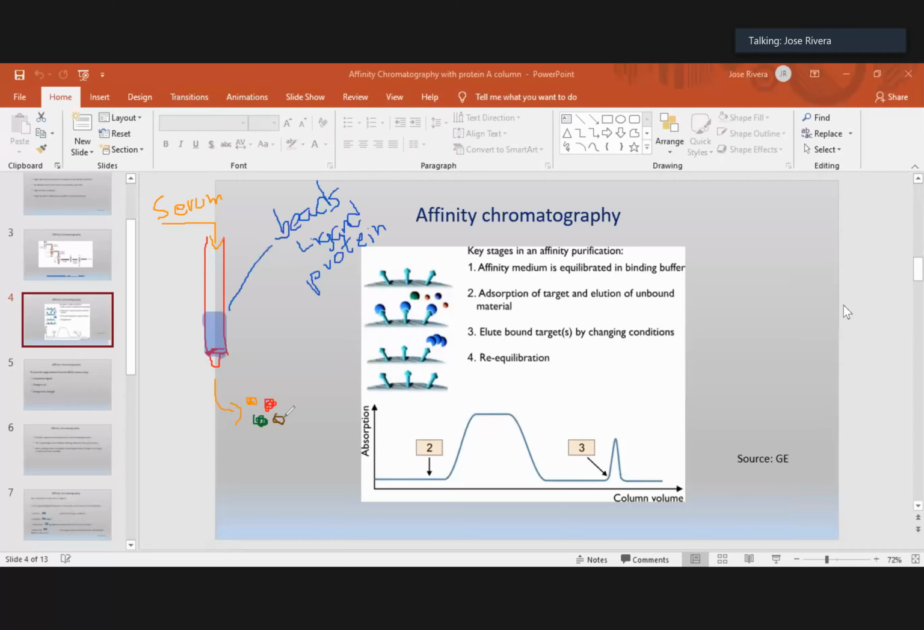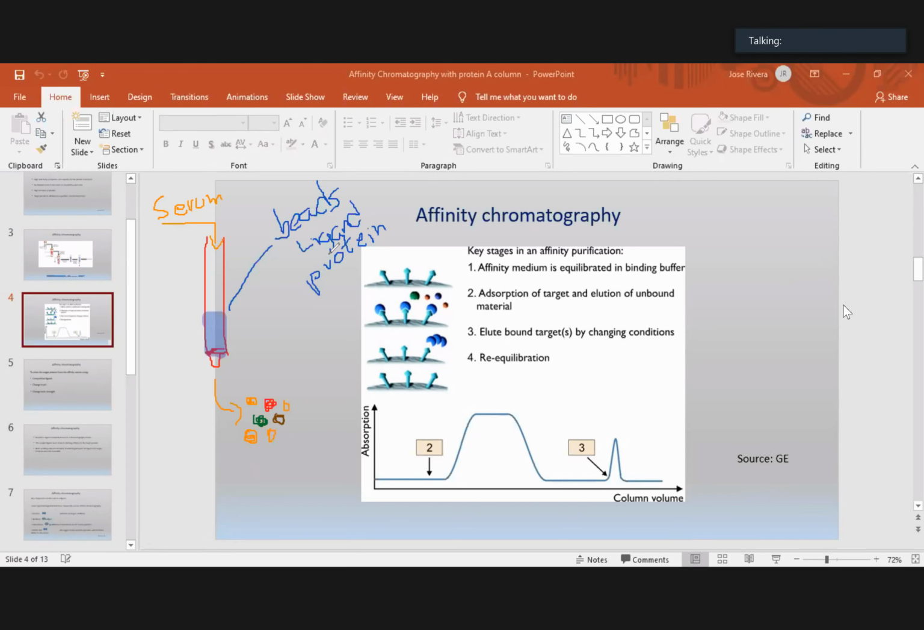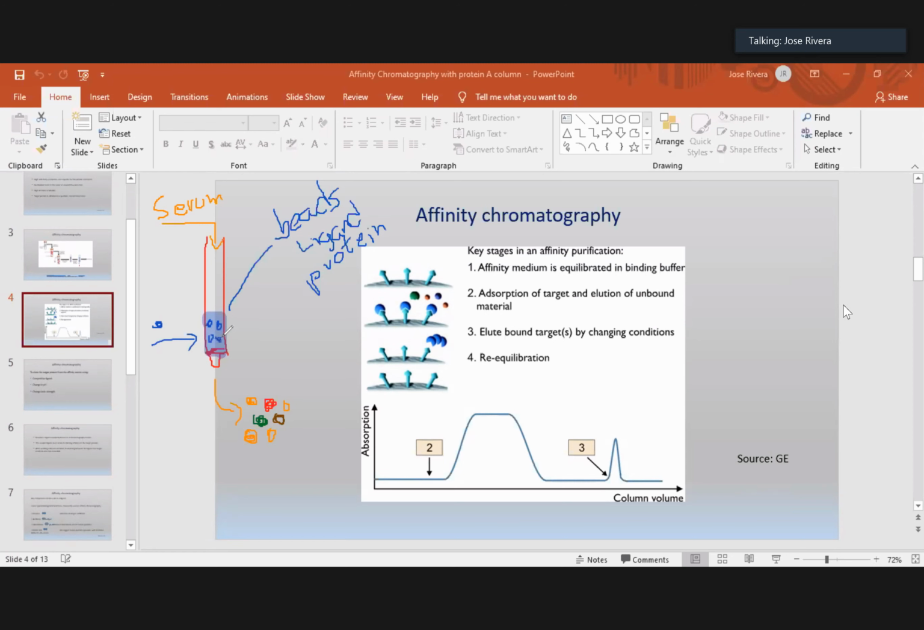In the case of the serum, the albumin is going to come out in really, really big amounts. So let's say this is albumin, so you have a lot of albumin. And the protein that you're interested in is going to be stuck here. So the IgG protein is going to be stuck here. Okay, so you might lose a little bit of your protein, but for the most part, your protein is going to be stuck to the column.